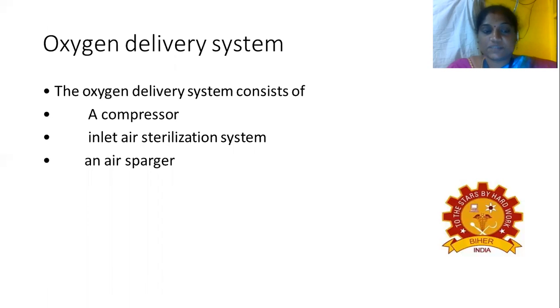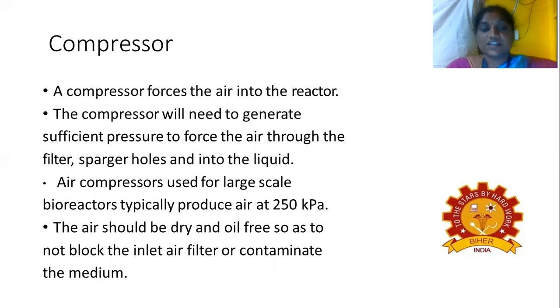Oxygen delivery system. The oxygen delivery system consists of three components: a compressor, an inlet air sterilization system, and an air sparger. A compressor forces the air into the reactor. The compressor needs to generate sufficient pressure to force the air through the filter, the sparger holes, and into the liquid. Air compressors are used for large scale bioreactors, typically producing air at 250 kPa pressure. The air should be dry and oil free so as not to block the inlet air filter or contaminate the medium.